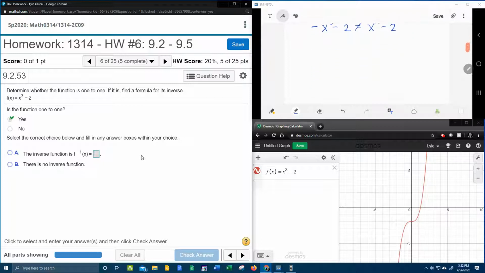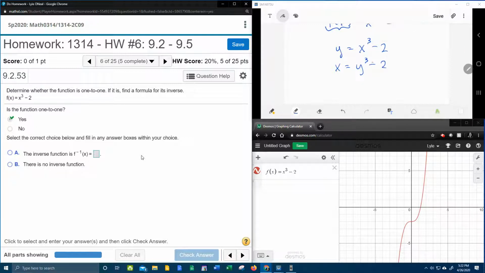And so taking the original function, f of x is x to the third minus 2, we're going to use the 3 S's method. From my previous 2 videos, I've talked about the 3 S's method. That is substitute, switch, and solve. So the first thing we want to do is we want to substitute for f of x. We want to replace it with y. And then we're going to switch x and y. And then we're going to solve for y.